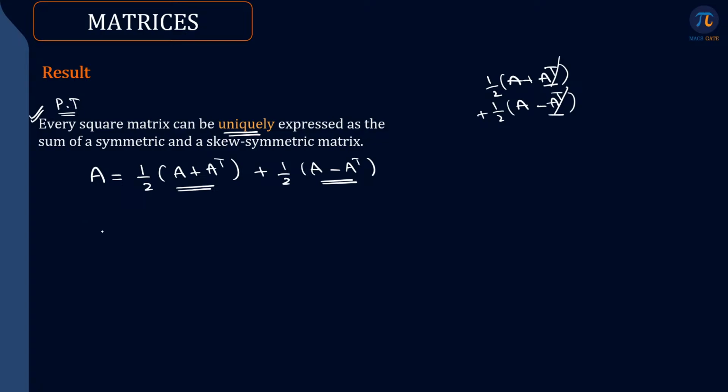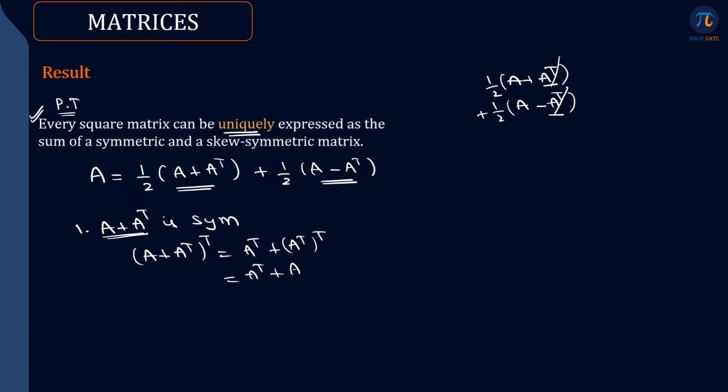So you can just prove that A plus A transpose is symmetric. First let us prove this. You can always take the same example: A plus A transpose whole transpose is what? A transpose plus A transpose whole transpose, that is A transpose plus A. So A plus A transpose is symmetric because the transpose of the matrix is the same matrix. Second, let us prove A minus A transpose is skew symmetric. Sorry, A minus A transpose is skew symmetric.